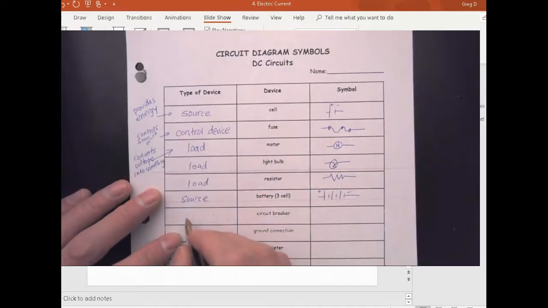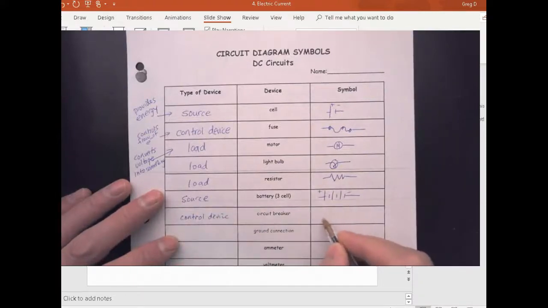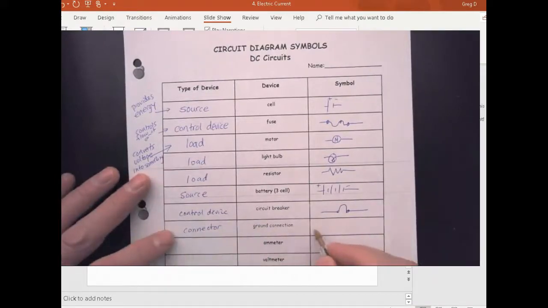You can have a circuit breaker, which is going to be a little bit different. A circuit breaker is a control device that's at the bottom of your home, and it looks like this. Okay? We can have a ground connection, which is a connector. So it connects two things together. And a ground connection would be this symbol here.